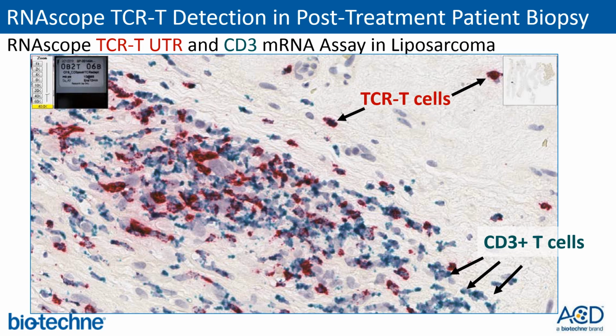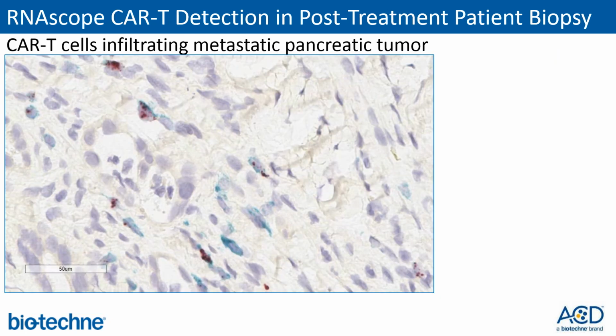This is an example of RNAscope applied to detect TCR-T cells. In this case, a liposarcoma patient biopsy taken post-treatment with a TCR-T cell targeting NY-ESO. Here again, we use a probe targeting a UTR sequence of that TCR-T cell. And this was combined with an RNAscope probe for detection of CD3 to simultaneously measure the cell therapy as well as recruitment of endogenous T cells into the tumor.